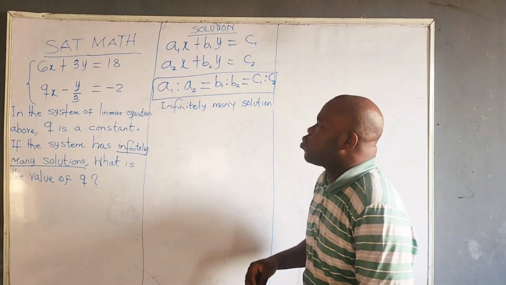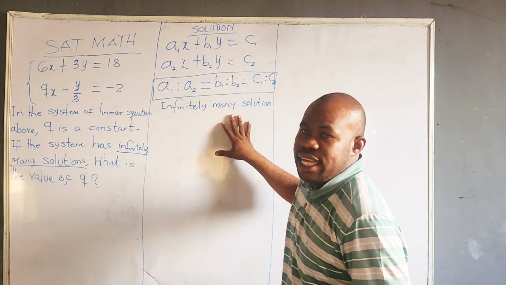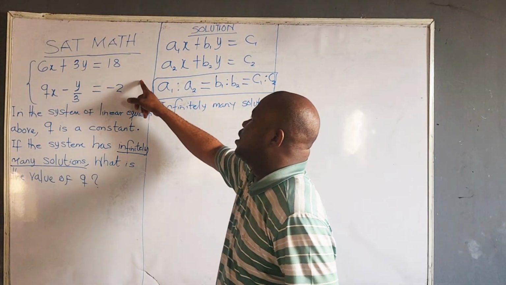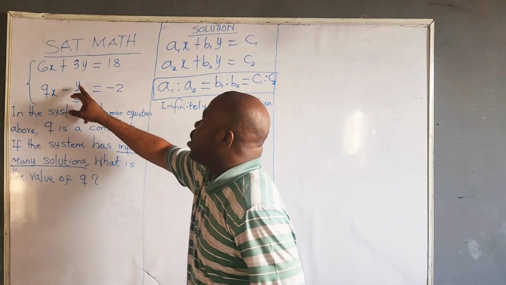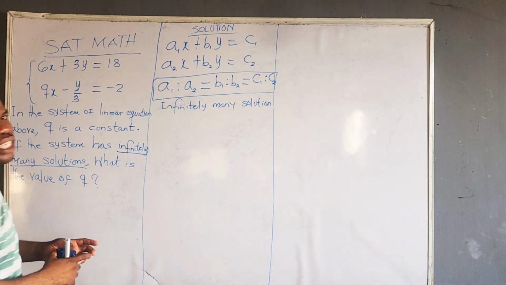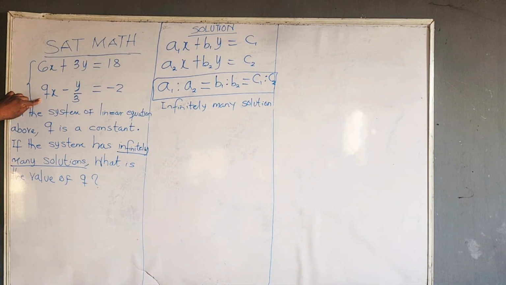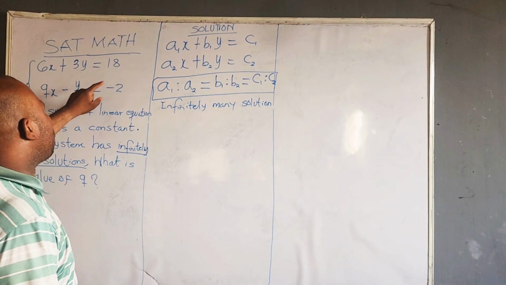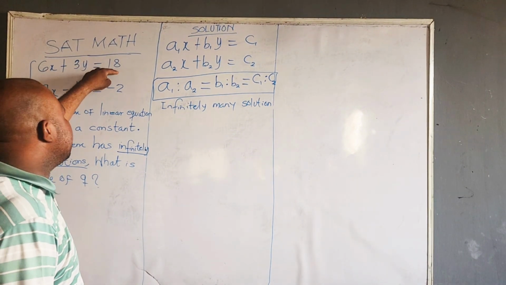So if you come to this question now with this key understanding, since we have 6x plus 3y equals 18, and qx minus y by 3 equals minus 2. What are the coefficients of x? The coefficients of x are 6 and q. The coefficients of y are 3 and minus 1 over 3. The constants are 18 and minus 2.